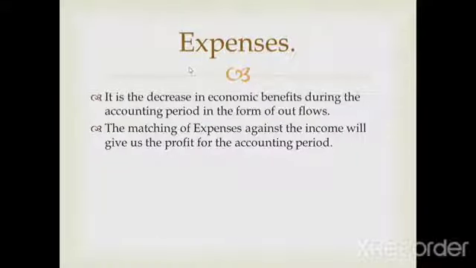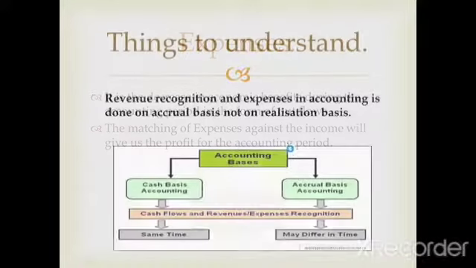Now we come to the expenses definition. As we told, we will deal with everything in economic benefits. So it is the decrease. What was the increase? Yes, increase was the revenue. So this is the decrease in the economic benefits during the accounting period in the form of outflows. That was inflows, this is outflows. So the matching of expenses against the income for that same financial year. I have not written this, but you need to understand that I cannot match the income of, say, 2019 against 2020 expenses. It has to be the income of that particular financial year that is matched against the expenses, which will give us the profit for that accounting period.